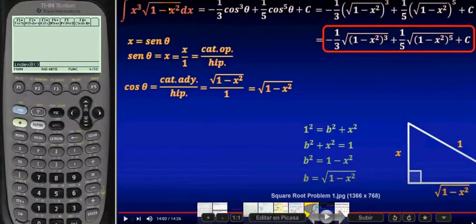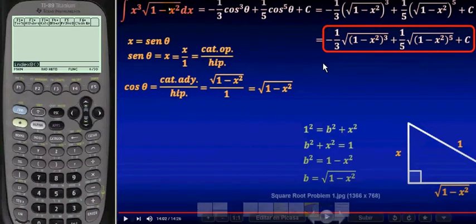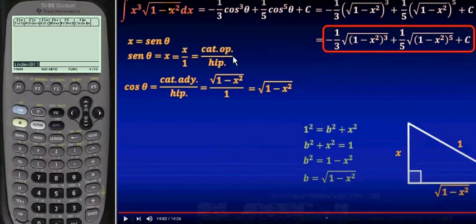You can see the problem here on the screen. X cubed times the square root of 1 minus x squared. The integral of that, of course. And this is a Spanish site that I got on YouTube here. You can plug this into the search line and you'll come up with it. This is the answer that they get with trigonometric substitution. Now you'd think that this would be exactly the same as U-substitution, but it's not.